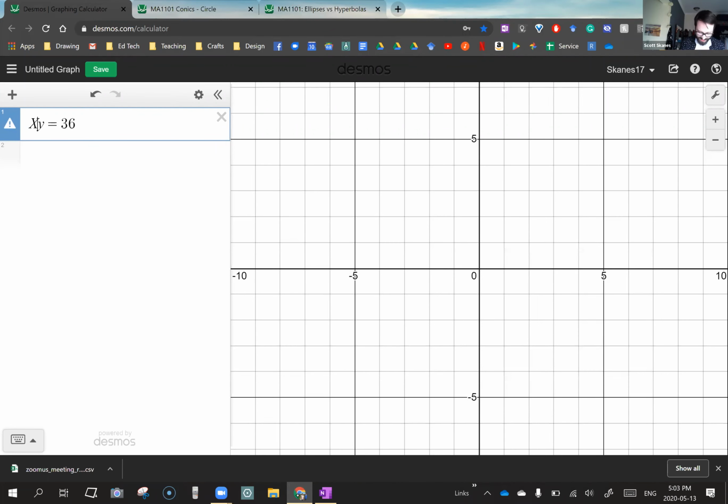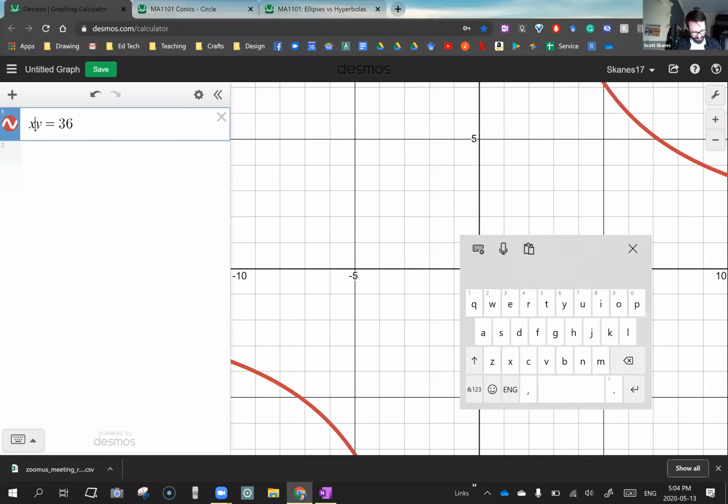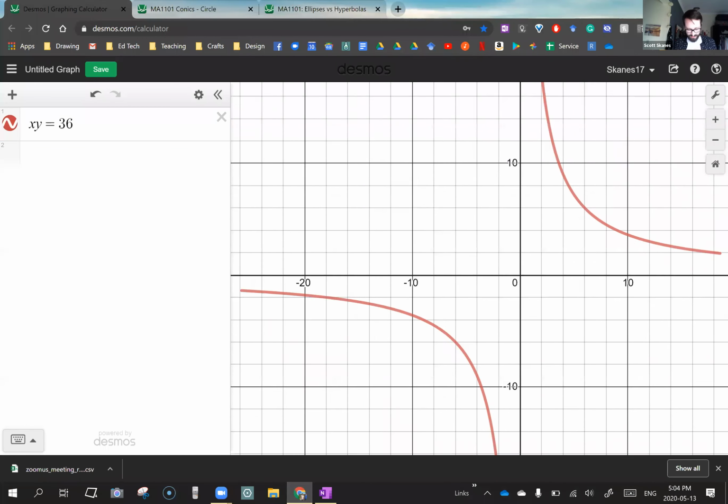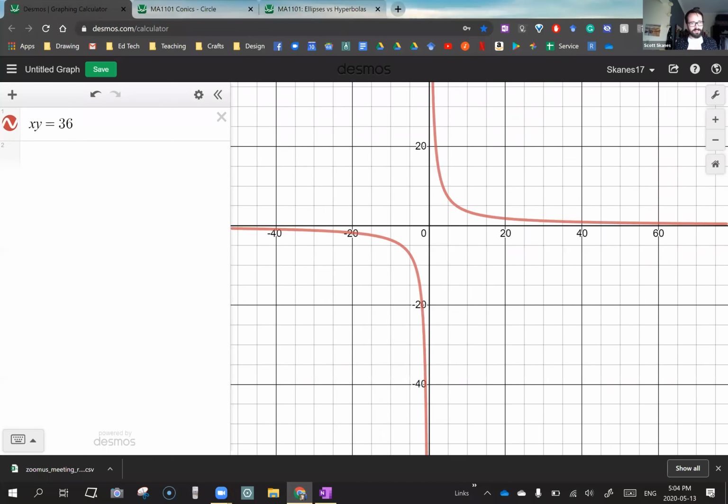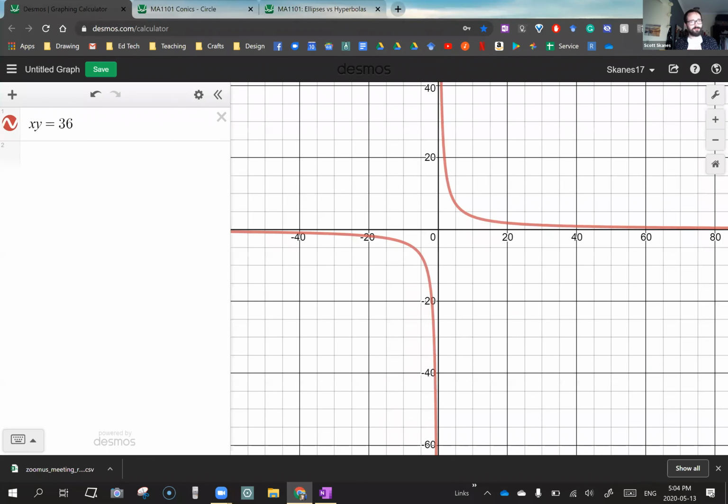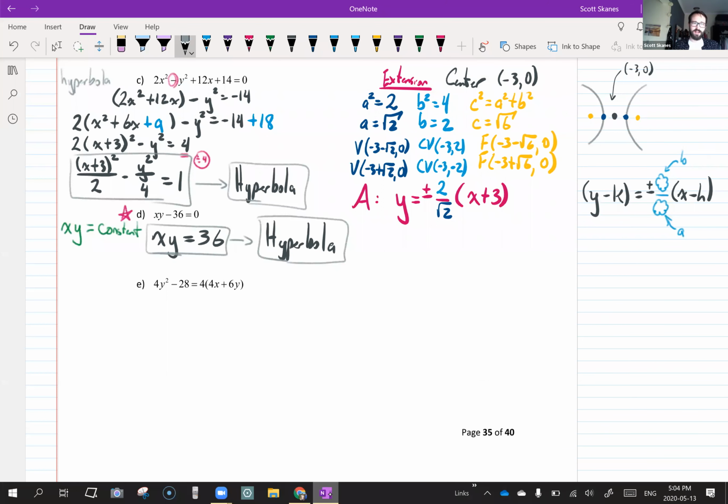My tiny keyboard. XY equals 36. It looks like this. And don't forget, you can always write this in Desmos, okay? So it looks like this. You can always take your graphs, you can always take your equations and type them into Desmos.